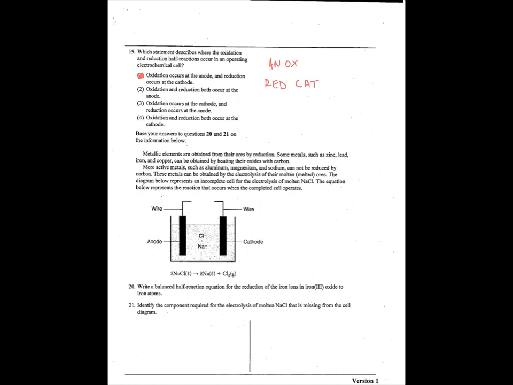Number 20. Write a balanced half reaction equation for the reduction of iron ions in iron 3 oxide to iron atoms. That's a mouthful of words that all look the same right here. I mean, how can you get that confused? They look all the same. I just look at it as ions, ions, ions, ions. Anyway, so iron ions in iron 3 oxide to iron atoms.